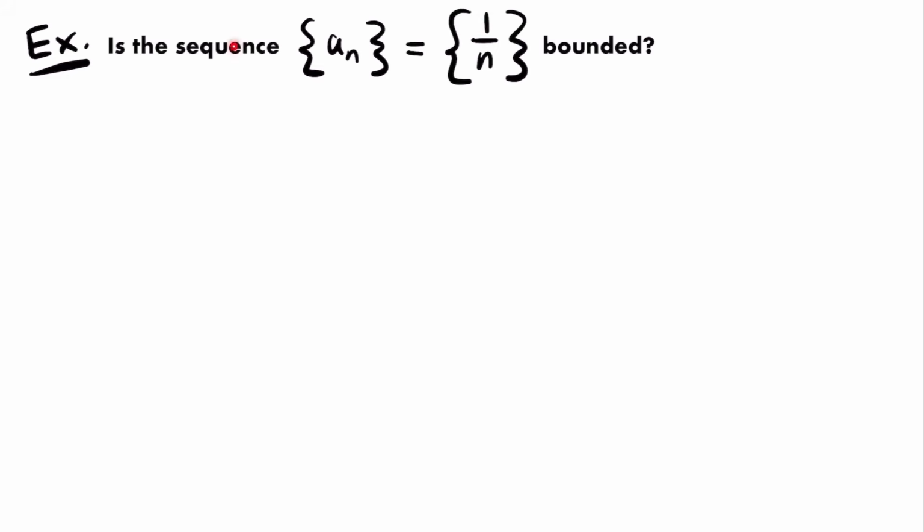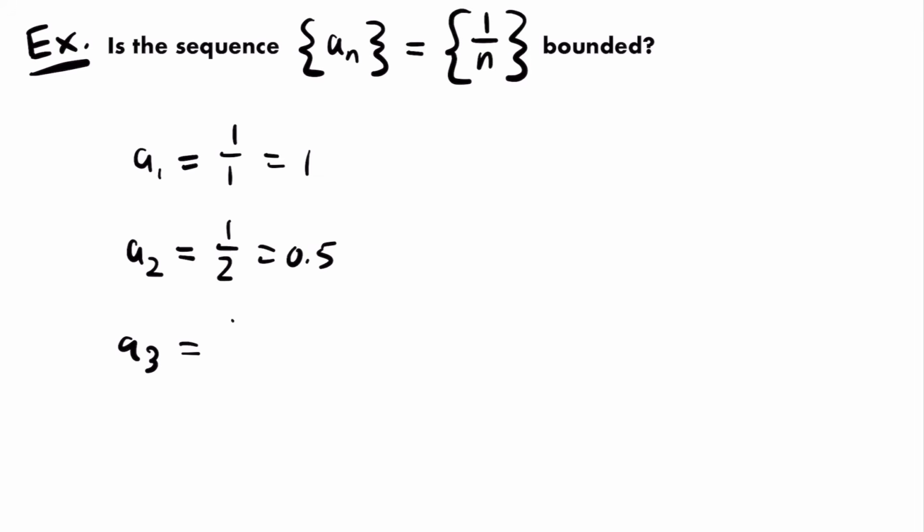All right, here's our next example. We want to know, is the sequence a sub n is equal to 1 divided by n bounded? And so let's go through that same process. Let's write out some of the terms of our sequence first. In this case, we'll have a sub 1 is equal to 1 divided by 1. That's equal to 1. A sub 2 is equal to 1/2. That's equal to 0.5. A sub 3 will be equal to 1/3. That's equal to 0.3 repeating. And then let's do one more. A sub 4 will be equal to 1/4, and that's equal to 0.25.